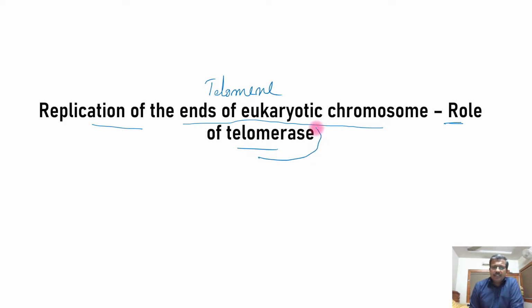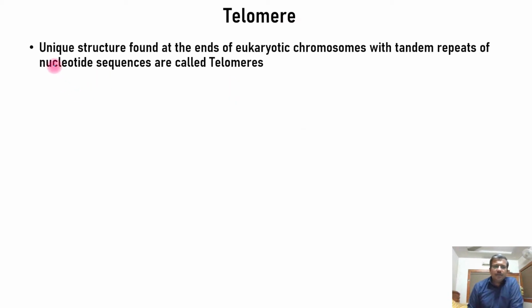So, before discussing telomerase activity at the terminal portion of the eukaryotic chromosome, we have to discuss what exactly we mean by the telomere. Telomeres are the unique structure found at the ends of eukaryotic chromosomes with tandem repeats of nucleotide sequences. What is actually meant by tandem repeats? A particular set of nucleotides is repeated many times. That is what we mean by tandem repeats.